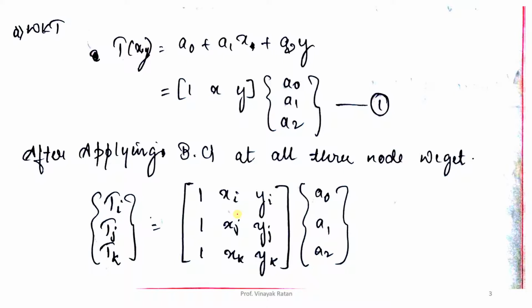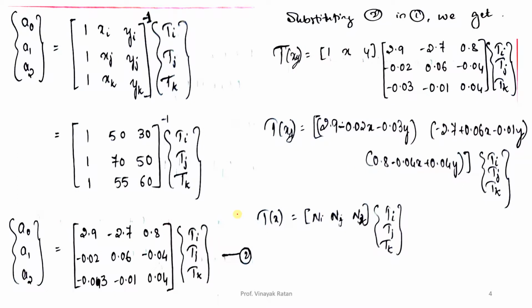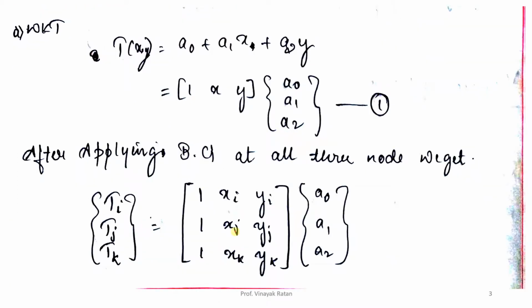So I'll tell you how to directly calculate the inverse of a matrix using your calculator. While doing the derivation, you found the adjoint of a matrix divided by the determinant of the matrix. If the values are given to you and it is a 3 cross 3 matrix, you can directly use your calculator and find out the inverse of the matrix.